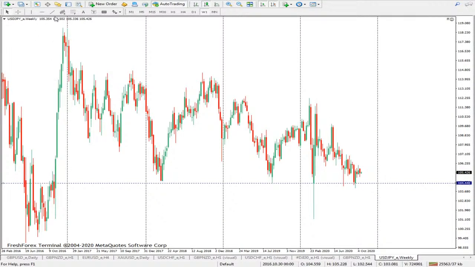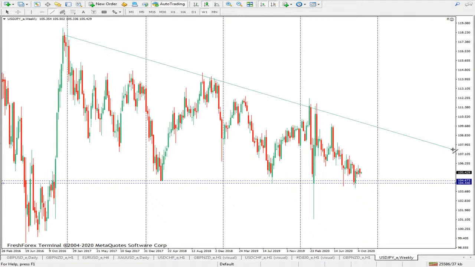This is a very good long-term support. You can see it has been used since 2018, sorry, 2017. We had a support there, we had a support there. On the upper side, we have a resistance here.